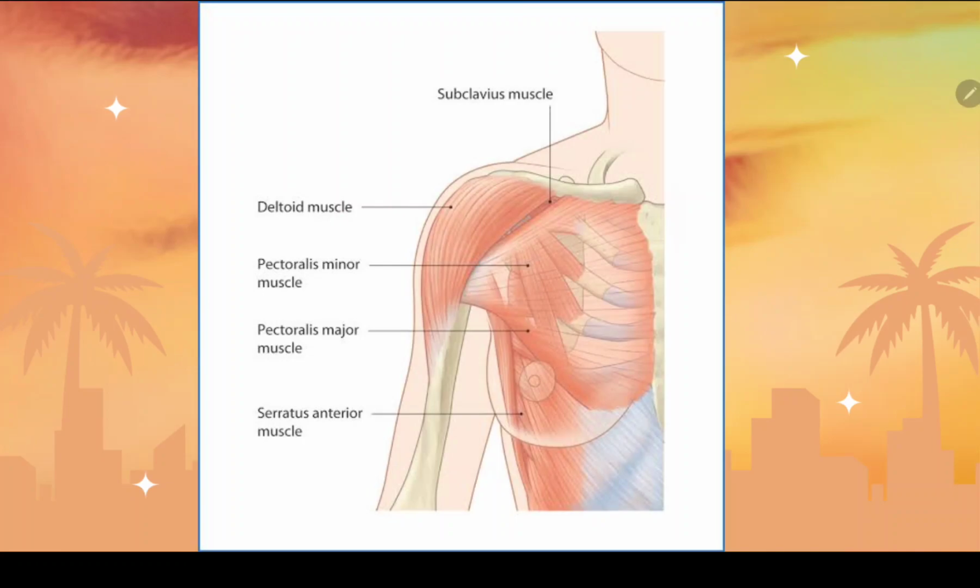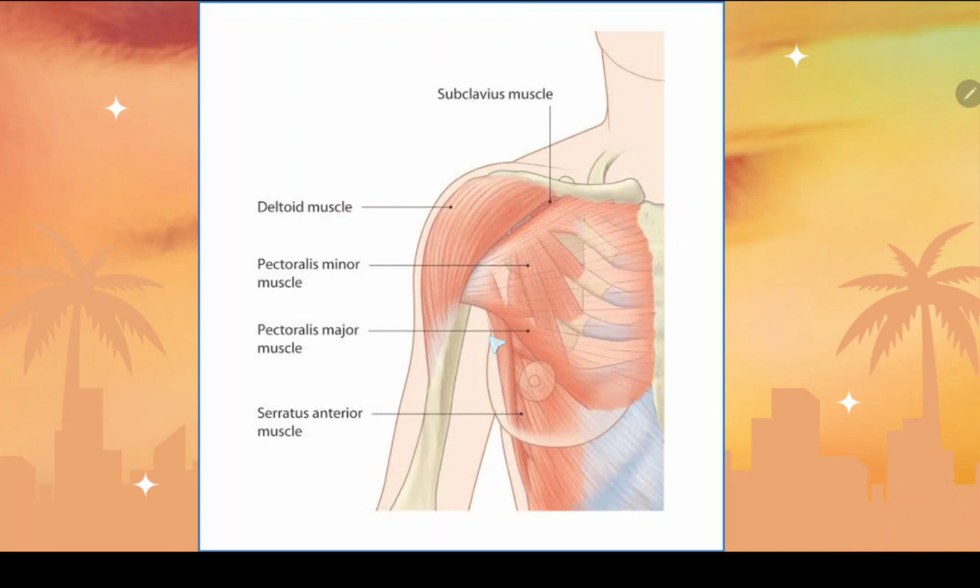Also, like we previously studied about the pectoral girdle, there is a region which is also called pectoral region. It is different from the pectoral girdle. Pectoral girdle is actually a system of bones which consists of clavicle and scapula only, right? Whereas the pectoral region is a region of the chest, right?